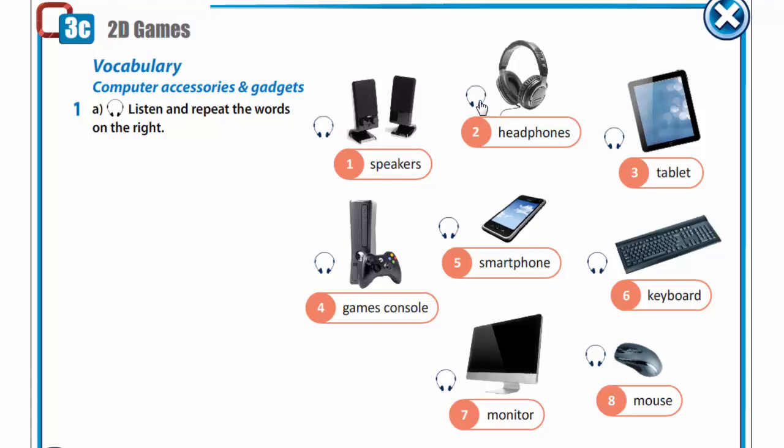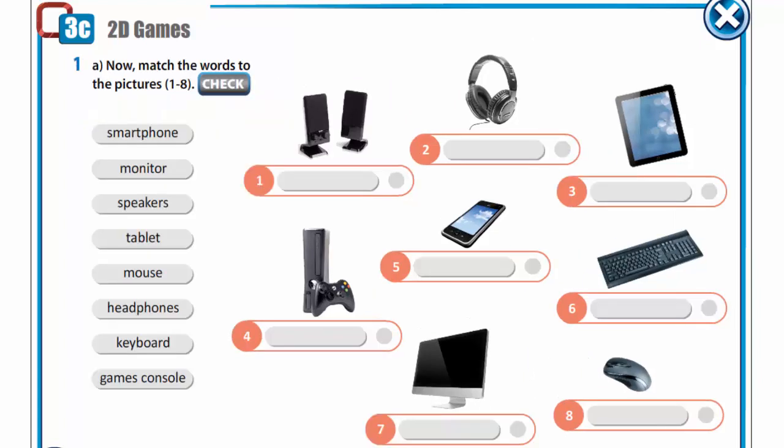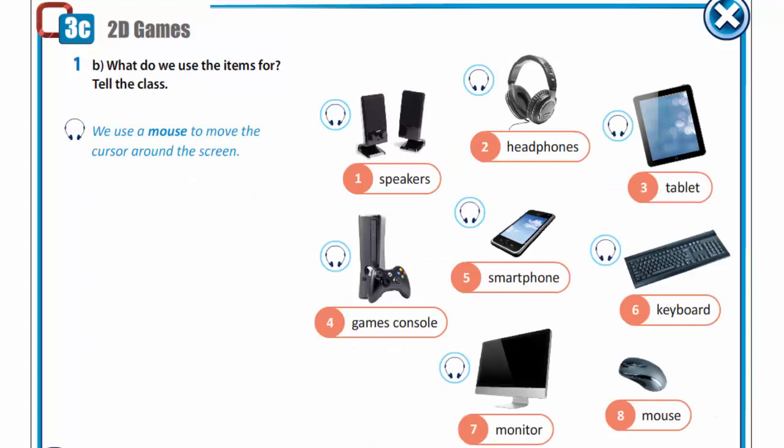Speakers, headphones, tablet, games console, smartphone, keyboard, monitor, mouse. Now you are to match the words to the pictures. What do we use the items for? Listen to the model. We use a mouse to move the cursor around the screen.